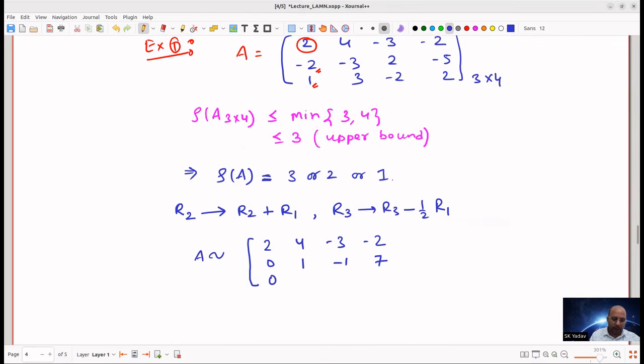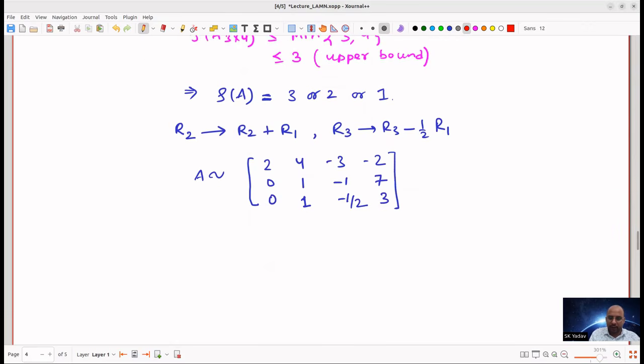The third row is 0 here, and then 3 minus 1 by 2, no, 3 here minus 2, minus 3 by 2. So what I have here is 1, and in this place I have minus 1 by 2, and this is 2 plus 1, so it is 3. Now check whether this is in echelon form. The first row has a leading element and the second row has a leading element, but the third row has a leading element just below it. So this should not be there.